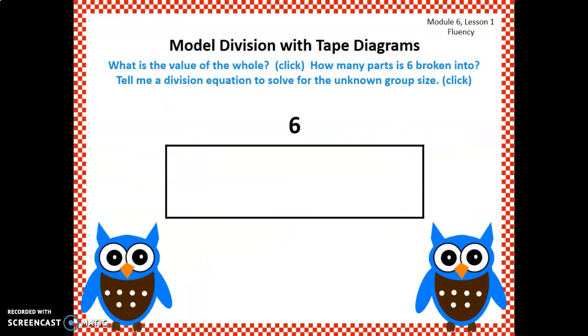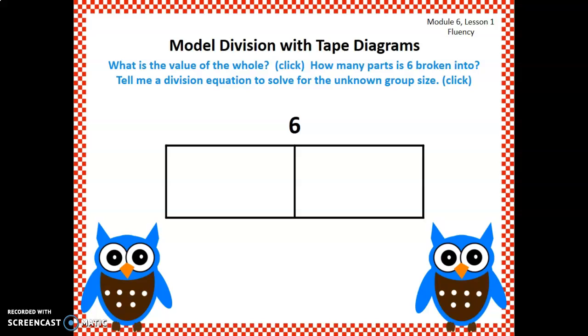Okay, we're going to switch from multiplication to division. And we're going to pull out of our toolbox one of our strategies with tape diagrams. We're going to model the division with tape diagrams. You can do this on paper or just follow along on the screen. How many parts is 6 broken into? You said 2, you're correct. Tell me a division equation to solve for the unknown group size.